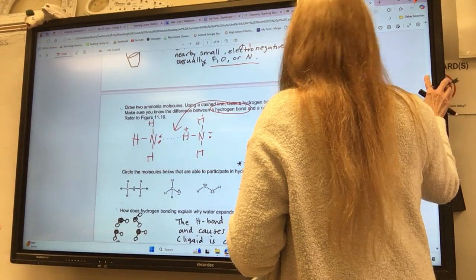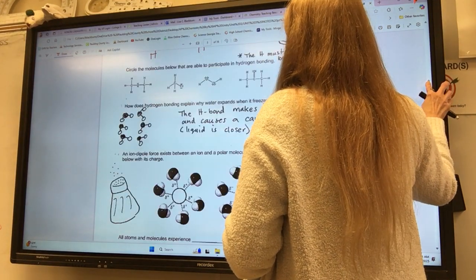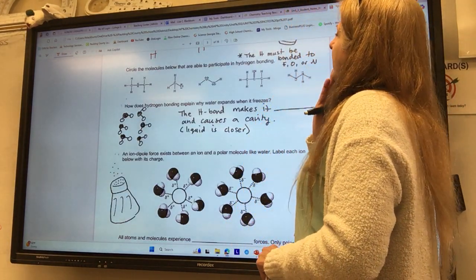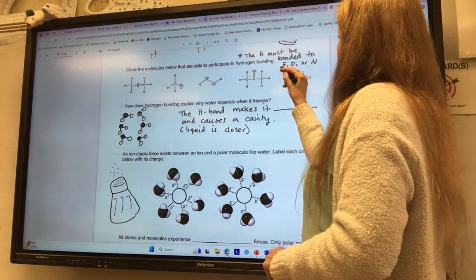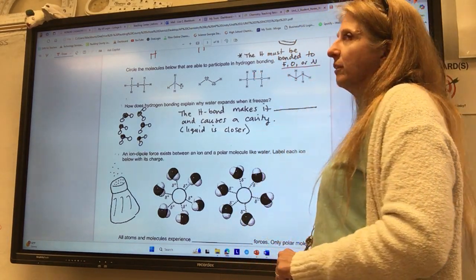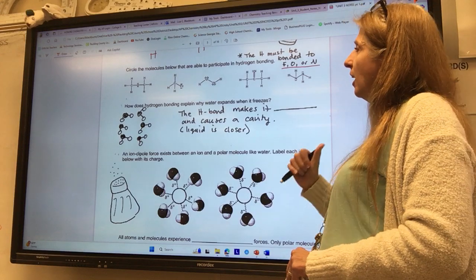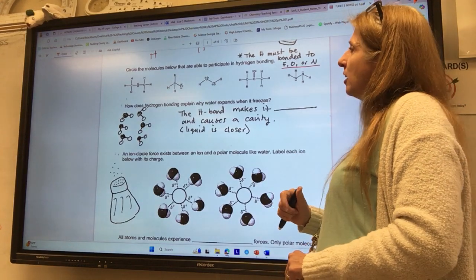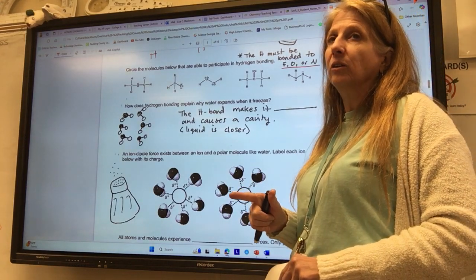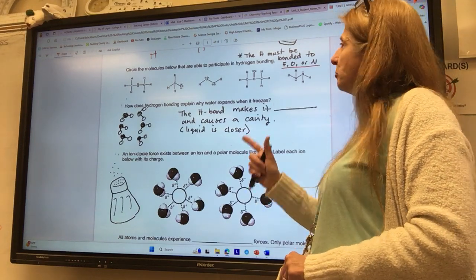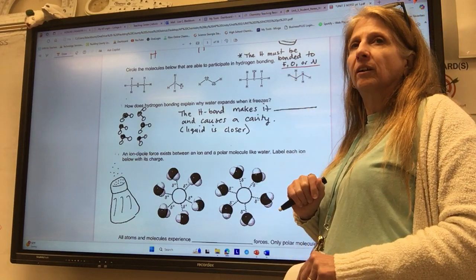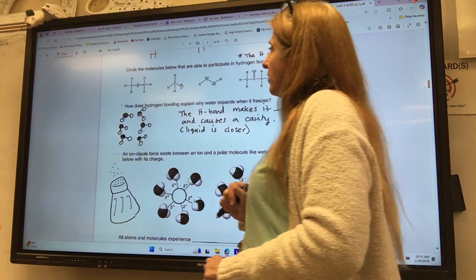Okay, so next we are going to circle the ones that can do hydrogen bonding. Now notice the hydrogen has to be on FON. We gotta have an unshared pair. We gotta have a polar molecule. It can't be nonpolar. And the hydrogen has to be on FON. Everybody got that? Okay, so let's look at it.